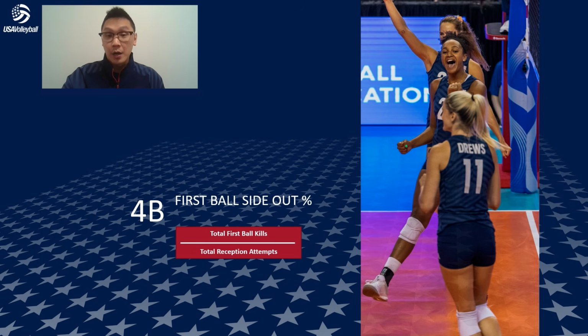Next is your first ball side out percentage. Some people refer to it as a first ball kill. Essentially, it is what it sounds like. It's the percentage of time that you are able to side out on your first swing of the rally when you are in serve receive. And that's really it.